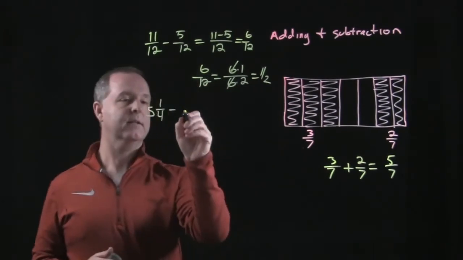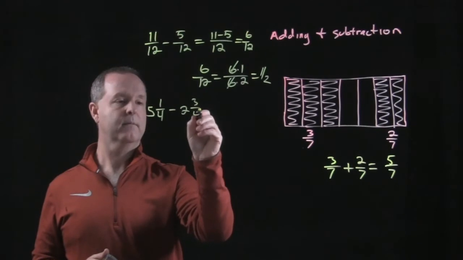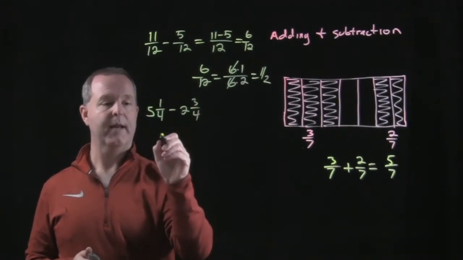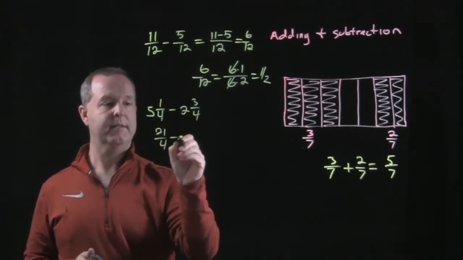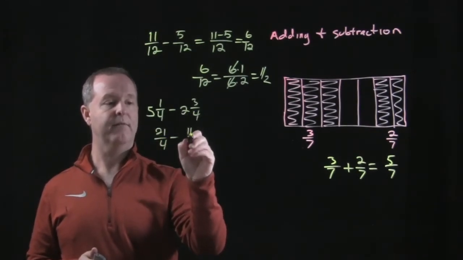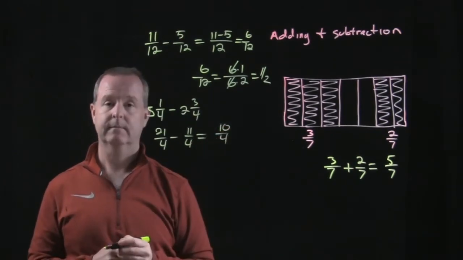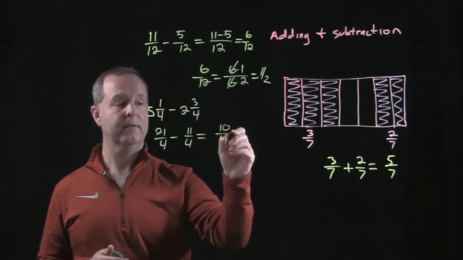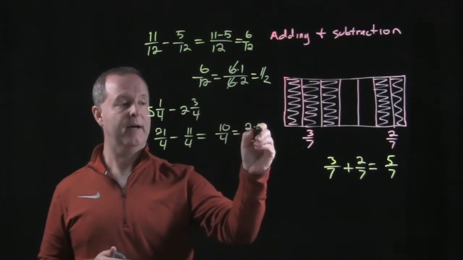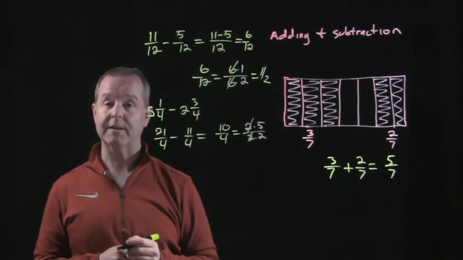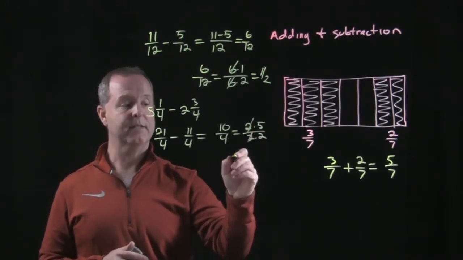Another example, let's look at 5 and 1/4. Subtract from that 2 and 3/4. It's a mixed number. Let's convert them. So I would have 21/4 take away 11/4, and that equals 10/4. I could reduce that down. That equals 2 times 5 all over 2 times 2. 2's factor out. 5/2 is what's left.